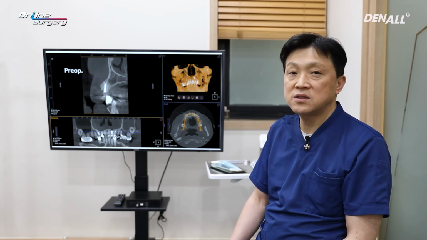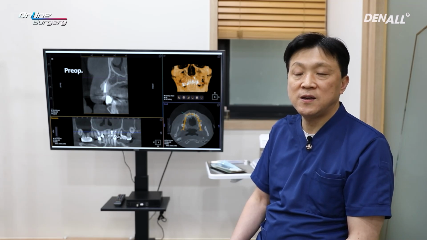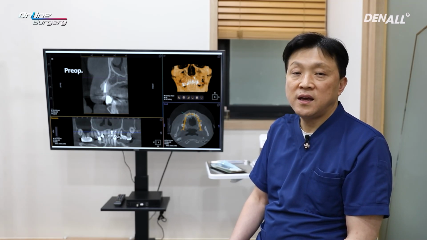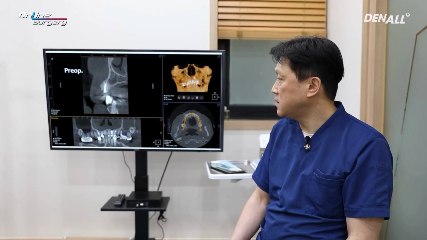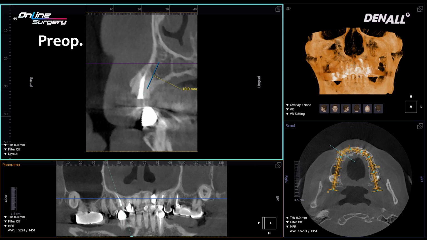In the case of canine, when you do immediate implant placement, we need to be very careful about implant placement angle. We need to place the implant more palatally. We need to adjust the angle so that it is more labial. The implant should be placed in this way.